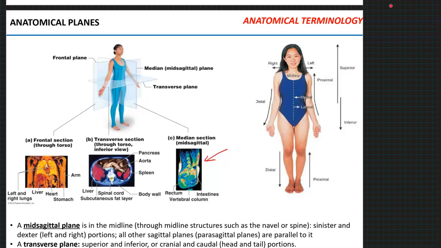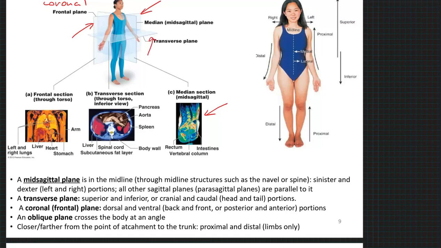So let's talk about the planes. The median or mid-sagittal plane divides the body into the left and the right halves, right? It goes from head to toe, splitting into right and left halves. Frontal or coronal plane, there's another term, separates the body, again from head to toe, into the front and the back. We're going to talk about specific terms. Am I making sense? And then the transverse plane separates the body into the top and the bottom. Are we good so far?